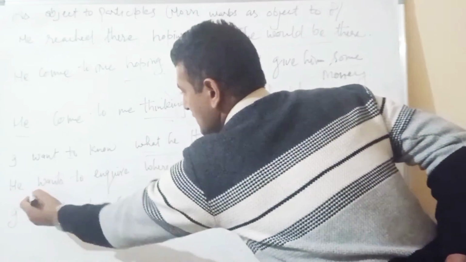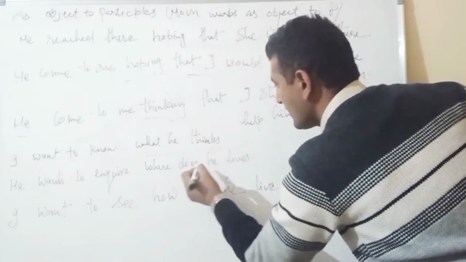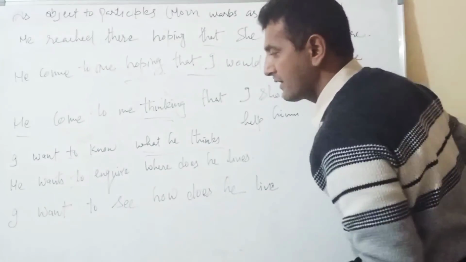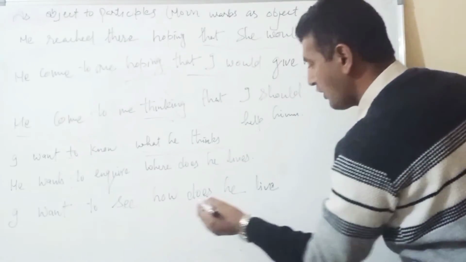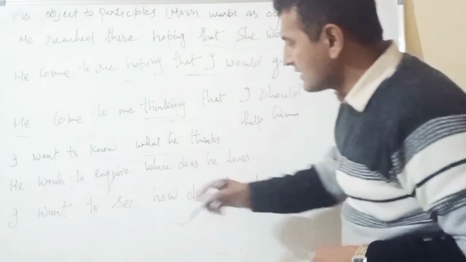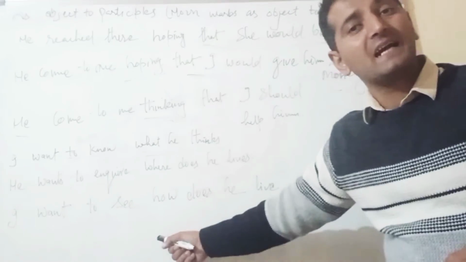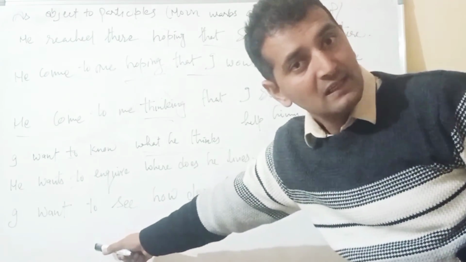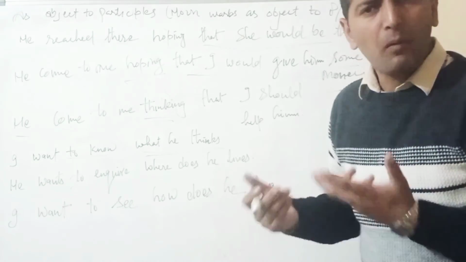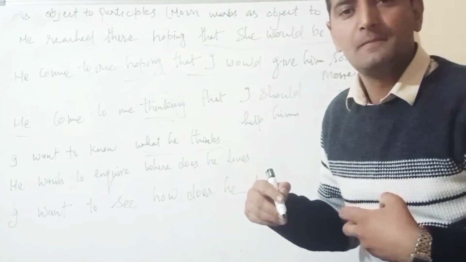See, and he wants to inquire where does he live? Where does he live? He wants to know. To what? To inquire. I want to see how does he live. The same here. See, this is working here as an object of what? Of the infinitive. This was something about noun clauses.